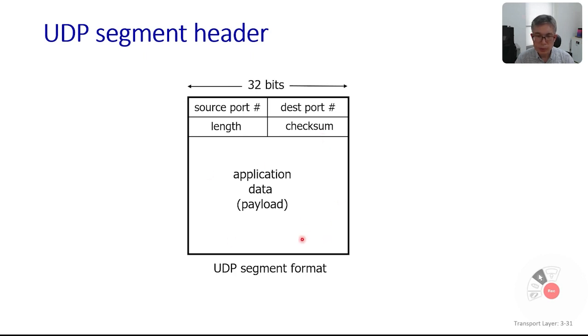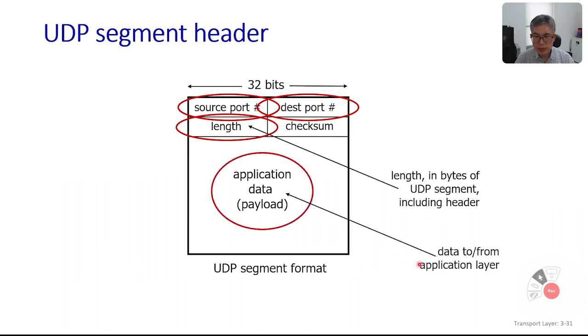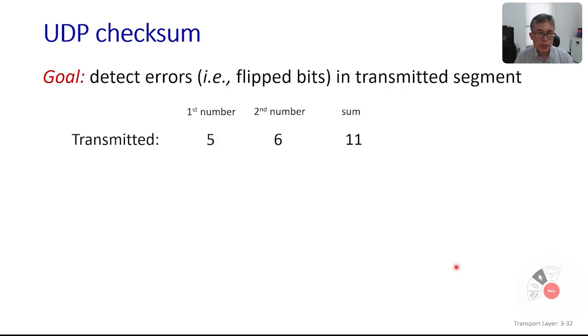So the UDP payload here. The length is in bytes of the UDP segment, including headers. And this is the payload, the application layer data. For the checksum, the goal is to detect errors, such as a flipped bit in the transmitted datagram or segment. The first number is five, the sixth number is six.